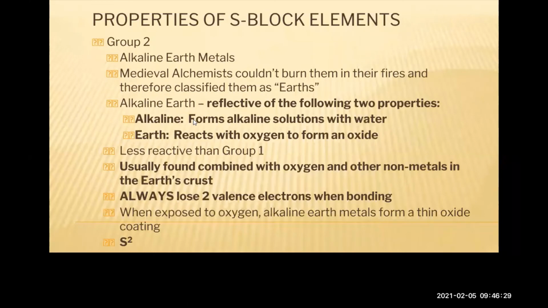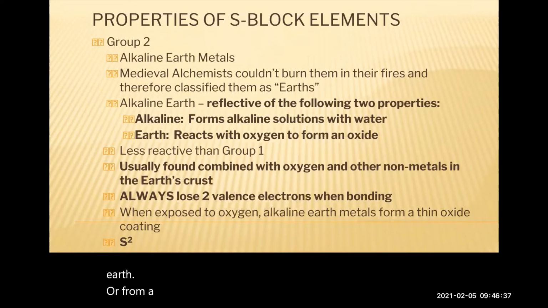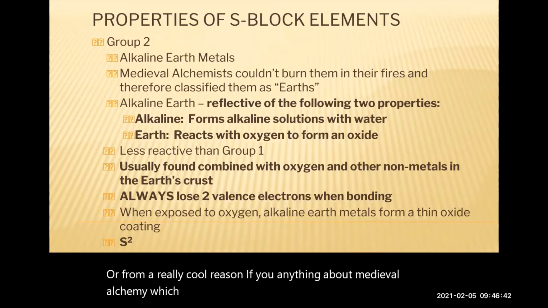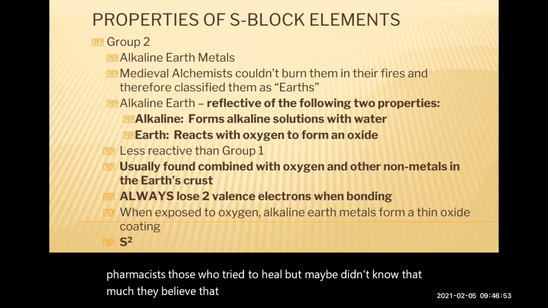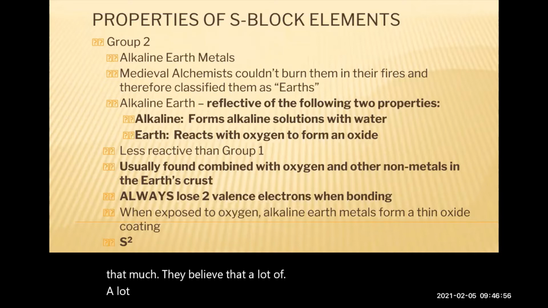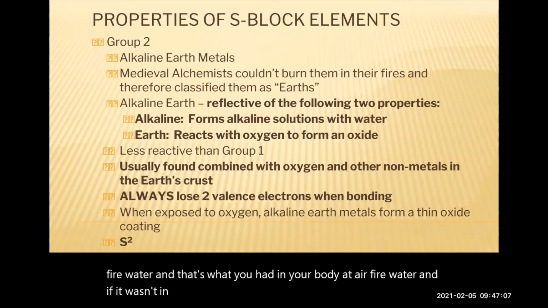Then let's talk about group 2. These are the alkaline earth metals. Earths are from a really cool reason. If you know anything about medieval alchemy, which was basically medieval doctors, not quite doctors, like pharmacists, those who tried to heal, but maybe didn't know that much, they believed that a lot of disease was caused by an imbalance of your earth, air, fire, water. And that's what you had in your body. You had earth, air, fire, water. And if it was an imbalance, then you got sick.